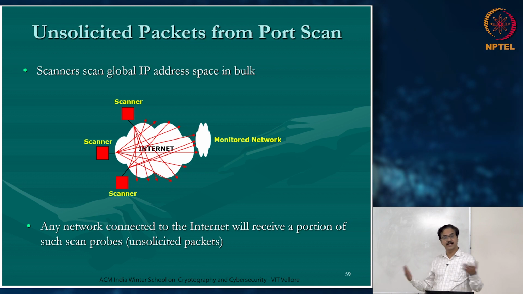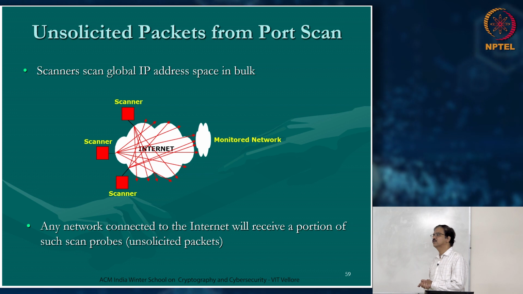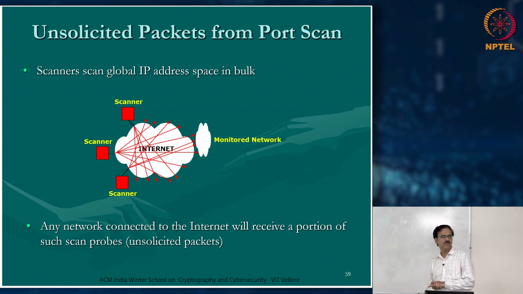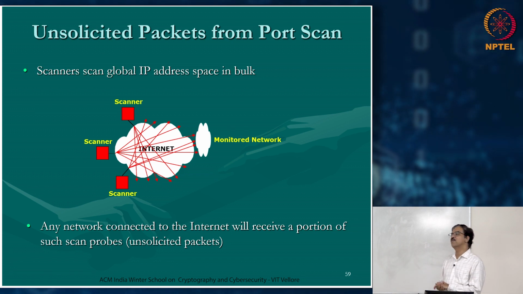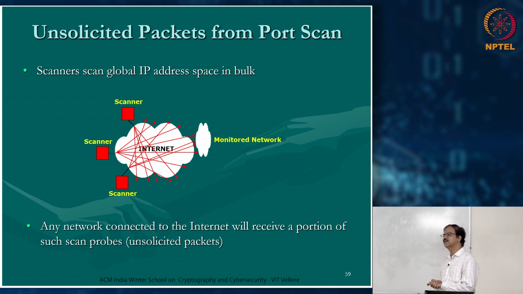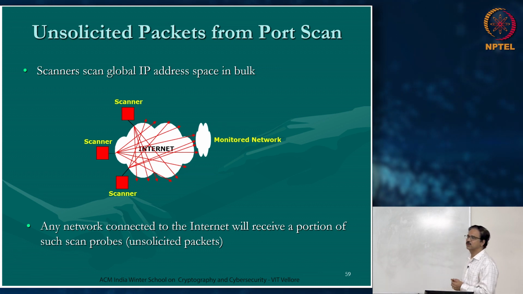They scan the entire internet. How many IP addresses are possible in the internet? IP version 4? 2 raised to? No, IP version 4 is not 48. 32, right. So how much is that? 2 raised to 32 is quite huge. I think it is about 4 billion or something like that.